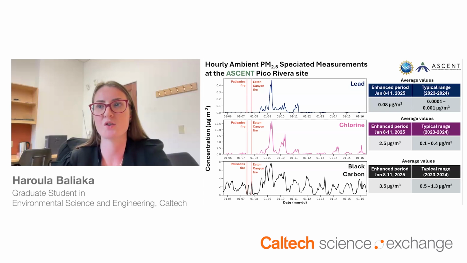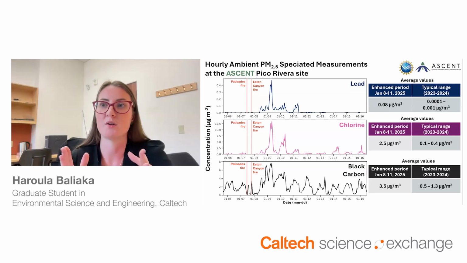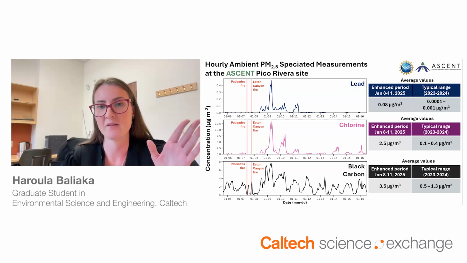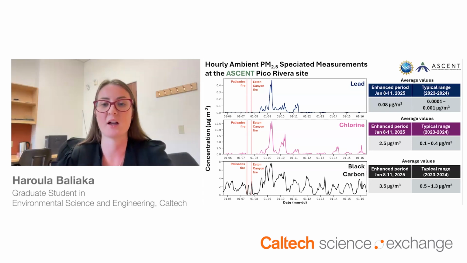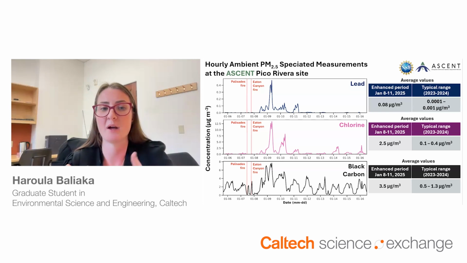So preliminary results here show that PM2.5 lead actually peaked at 0.5 micrograms per cubic meter on the 9th of January of 2025 at the Ascent site. This is on average around 100 times higher than the typical range. For each of these species, you'll notice that there are two columns, one for the enhanced period between January 8th till January 11th, and the next column is just the typical range calculated from 2023 to 2024 at the site. For chlorine, we have a peak at about 13 micrograms per cubic meter, a value 40 times higher than the typical levels, and black carbon was about 8 times the average concentration.